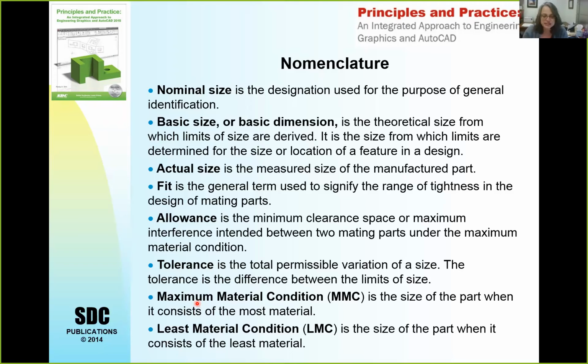The least material condition is exactly the opposite of the maximum. It's the limit that gives you the least material in that part. So for holes, it would be the maximum size hole. For shafts, it would be the smallest allowable shaft size.